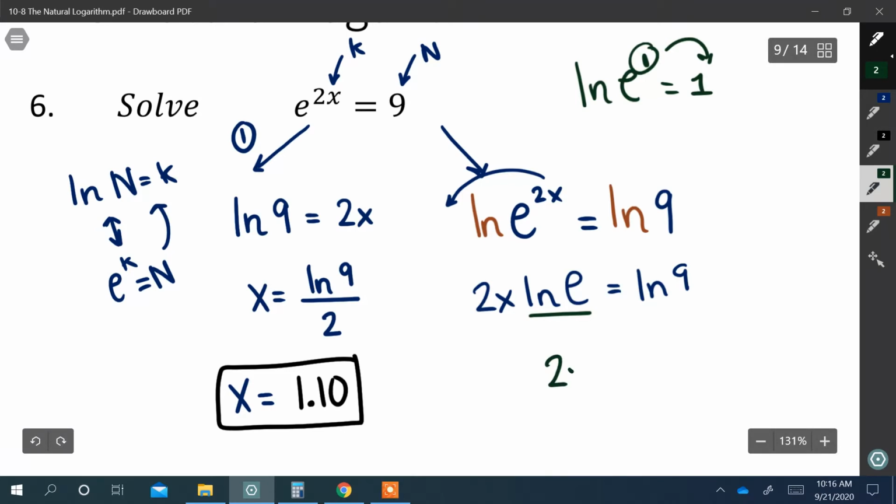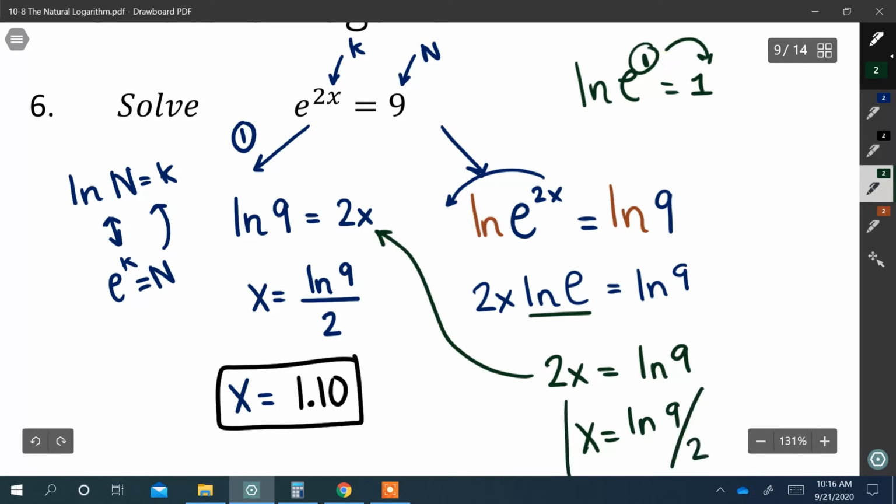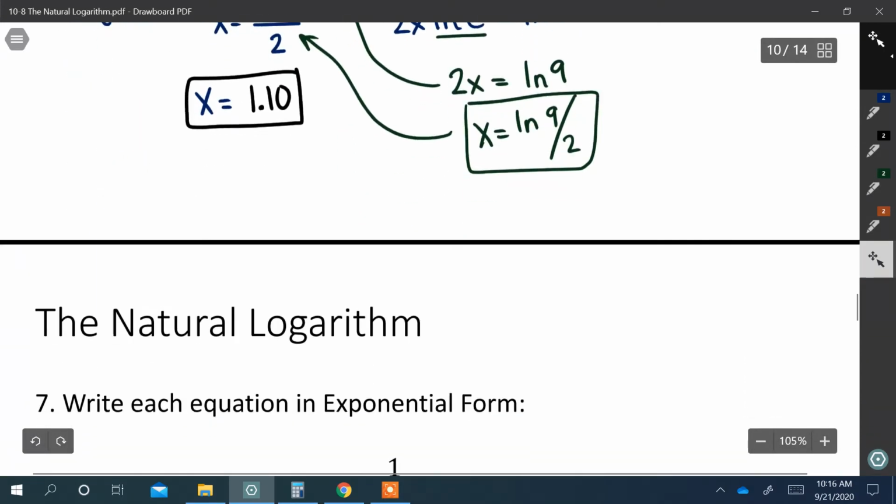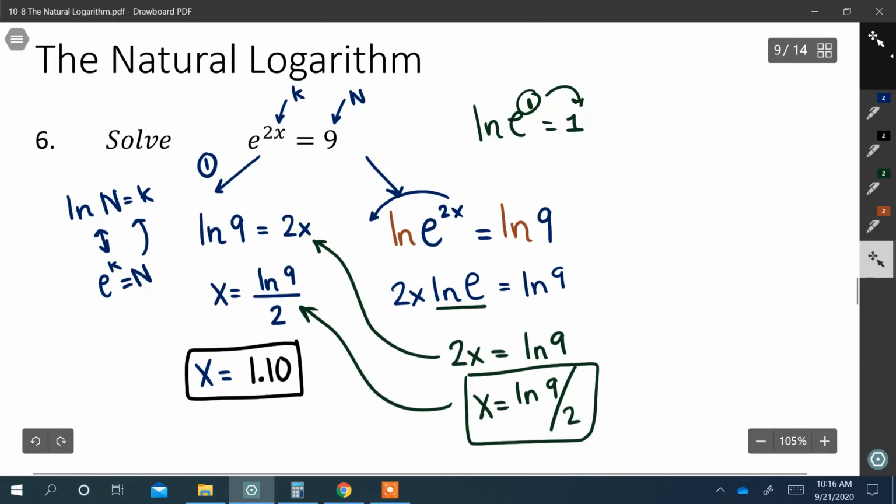So honestly, we just get 2x is equal to the natural log of 9, and then you get x is equal to the natural log of 9 divided by 2. And then if you want, you can find the decimal of that as well. So two different ways of doing the problem, but you get the same answer. Okay, so that's that there.